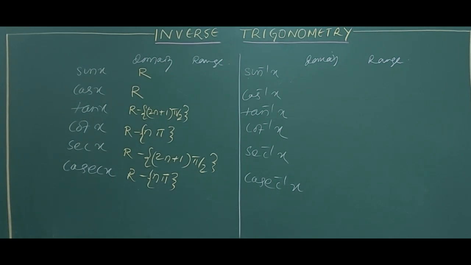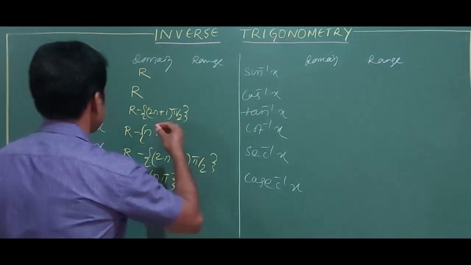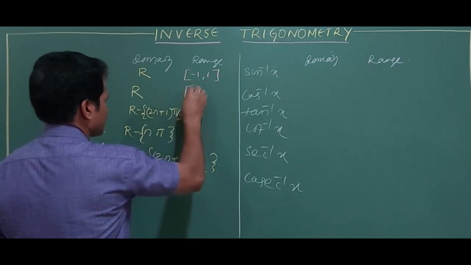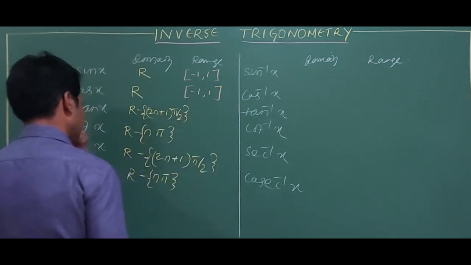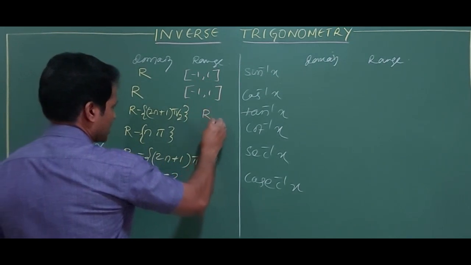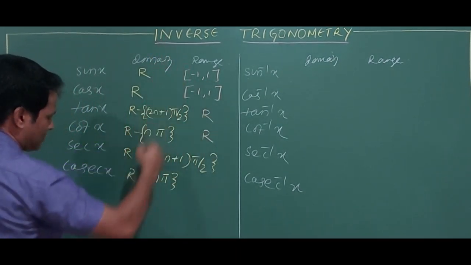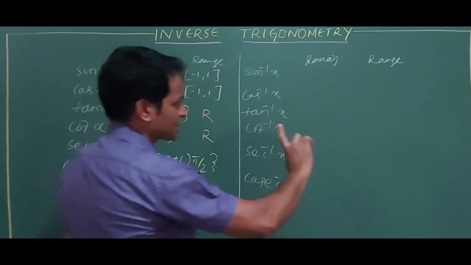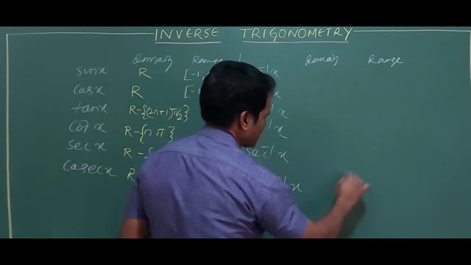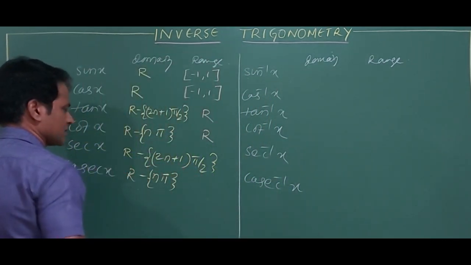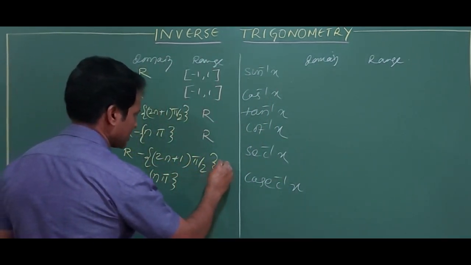Now, for the trigonometric functions, I'll go to the range. Sin x and cos x have the same range, minus 1 to 1. Tan x and cot x: you can see from the graph just drawn that it goes up and comes down, and when I drew the sin x and cos x graph, it is limited between minus 1 and 1. Then sec x and cosec x both have the same range.